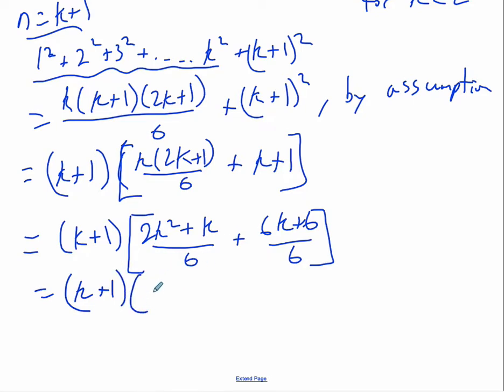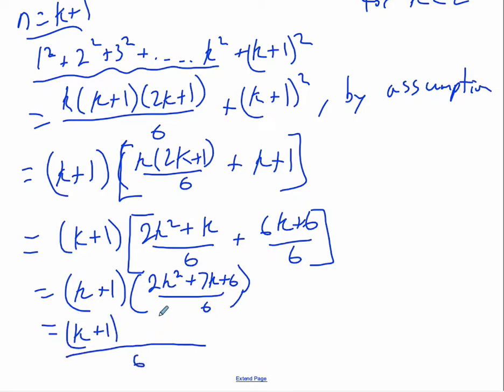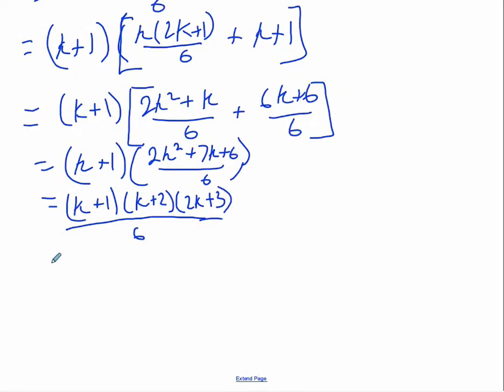And we'll get 2k squared plus 7k plus 6 over 6. And if we factorize that, actually let's put 6 under the whole thing. If we factorize this, we get k plus 2 times 2k plus 3. And if you look closely, that is just k plus 1. Yeah? This is the k plus 1 inserted into the right-hand side.